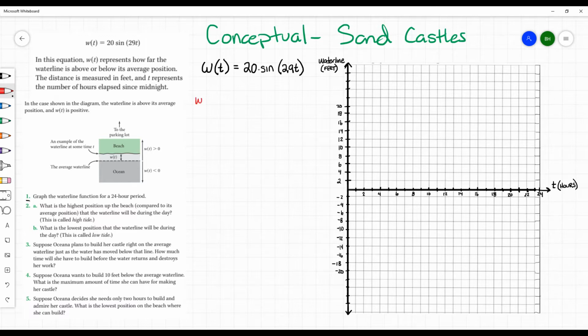Let's break this down. This W of t looks a little bit different compared to our original function of theta that we're used to seeing. W of t stands for the water line, a function with respect to time. This water line is measured in feet. Depending on how much water is on the beach or off the beach, it'll be determined by this function.